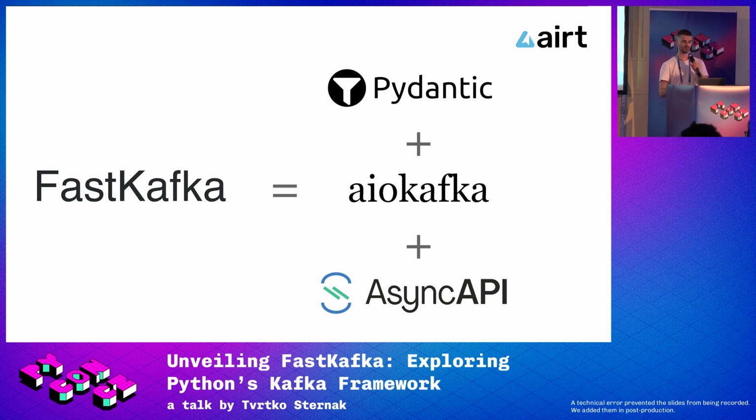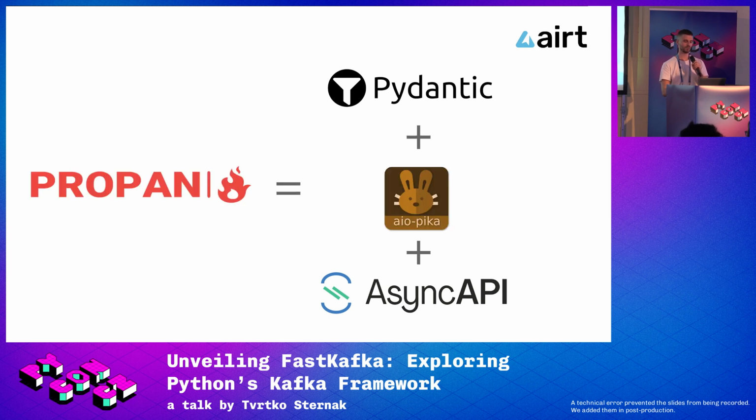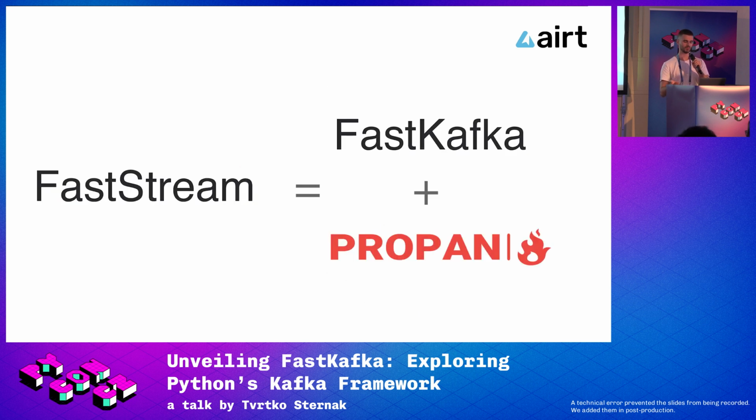In the meantime, while we were working on FastKafka, we had a lot of requests from people wanting to use RabbitMQ instead of Kafka. And there was a guy who was working on Propan, who was making an API quite similar to ours, using Pydantic, using AIOPika as a backend, and using AsyncAPI to generate the documentation. So for the past 2 months, we decided to join our forces and to combine FastKafka and Propan into FastStream to allow people to use AIOPika or Kafka interchangeably through our services.